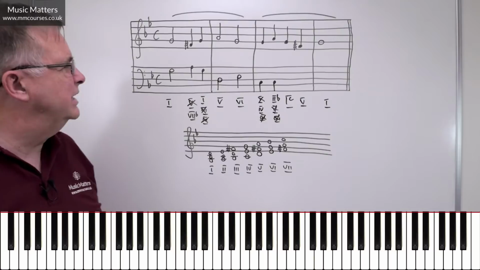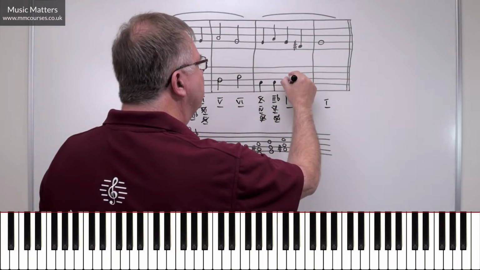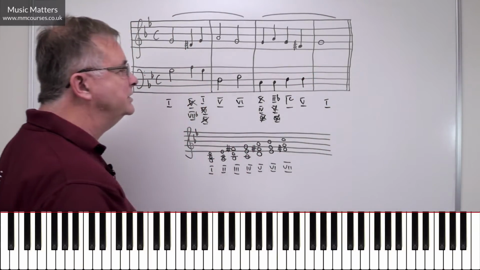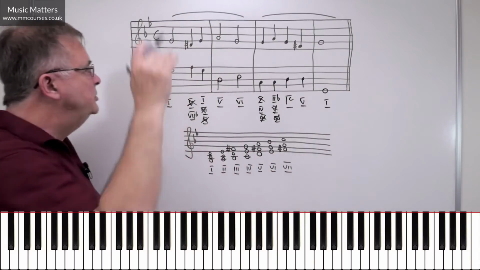It kind of glues it together a bit. Then 1C is going to give me this in the bass. 5 is going to give me another D, so that's another bit of sort of gluing together, isn't it? And then we can finish off on a G, but you could go up to G, you could go down to G.